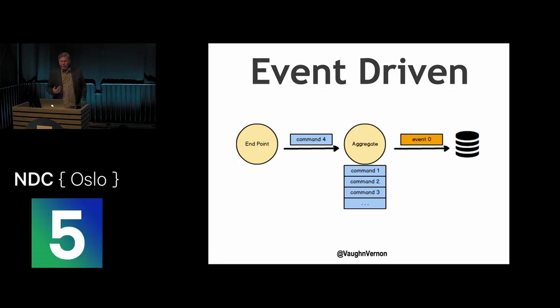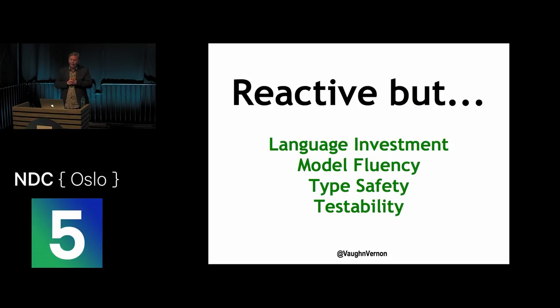Reactive is also event-driven. If we use events to our advantage, the event is a kind of message, but a message that's different from the blue object. The blue object represents a command object, an imperative expression that says, do this. Whereas the aggregate object is emitting an event that says, this was done. It's sending a message saying, this happened. So that's event-driven. We're capturing facts about something that happened.